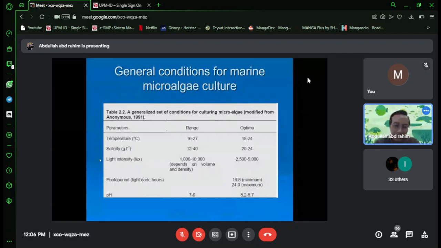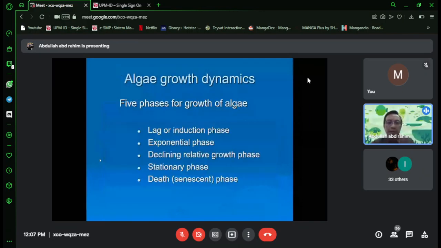All right. Now, I want to stop there for a while. Let's have a breather for a short while, and then when we come back, I will show you something in relation to the growth of algae as you start growing them in the lab. All right? Okay, so why don't we take a quick break?